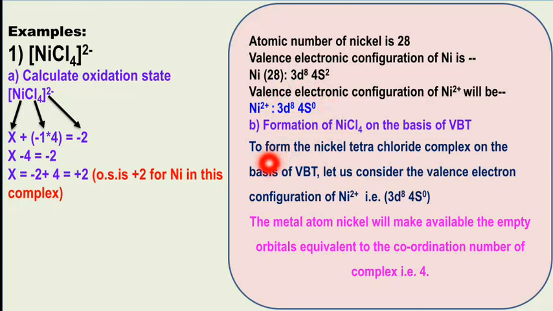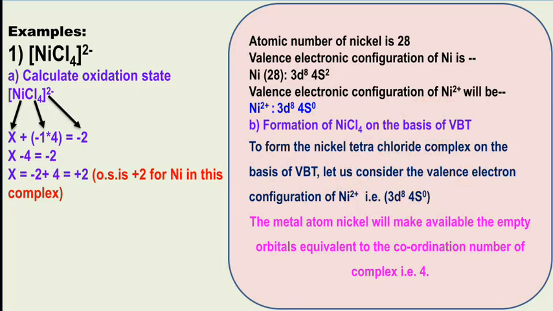So in the next step, formation of NiCl4 on the basis of valence bond theory. Now to form this complex NiCl4 on the basis of VBT, firstly we will have to consider the valence electron count of this nickel +2 ion. Now we have just seen that the nickel +2 has 3d8 configuration.